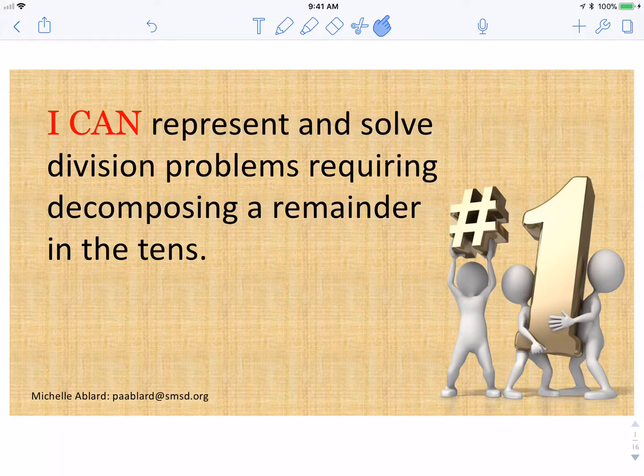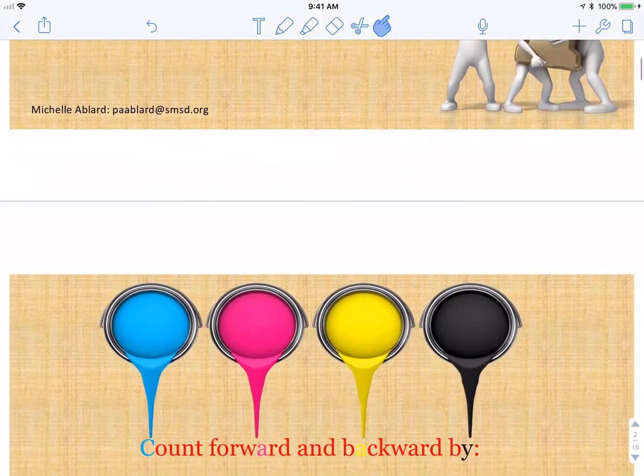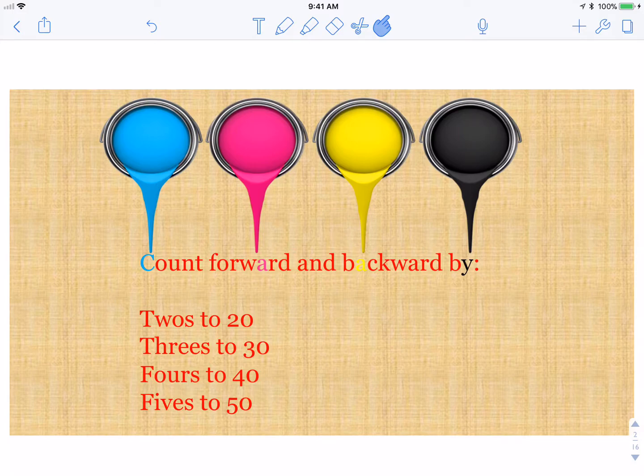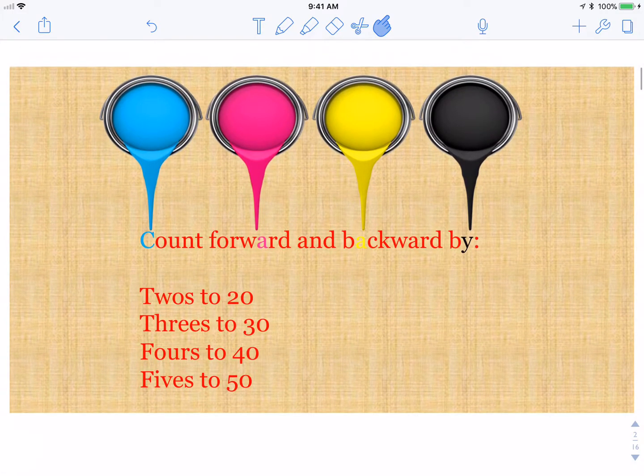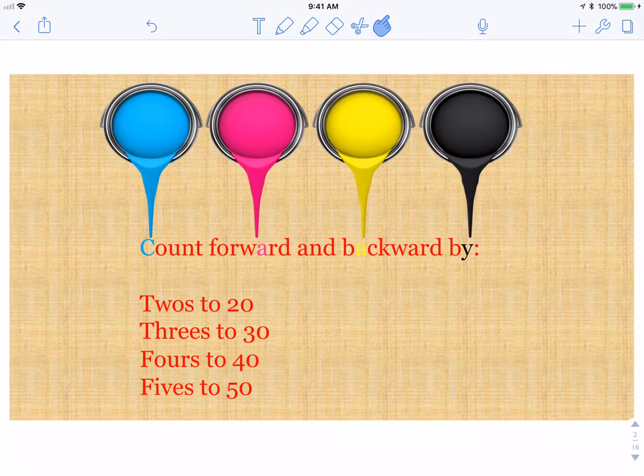I can represent and solve division problems requiring decomposing a remainder in the tens. So let's start with a little bit of review. I want you to count forward and backwards by 2's to 20, 3's to 30, 4's to 40, and 5's to 50. So go ahead and pause, do that now. Move on when you're ready.